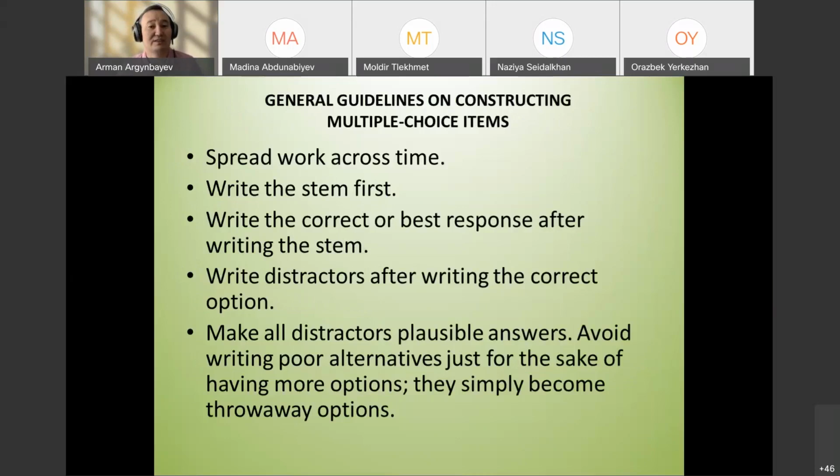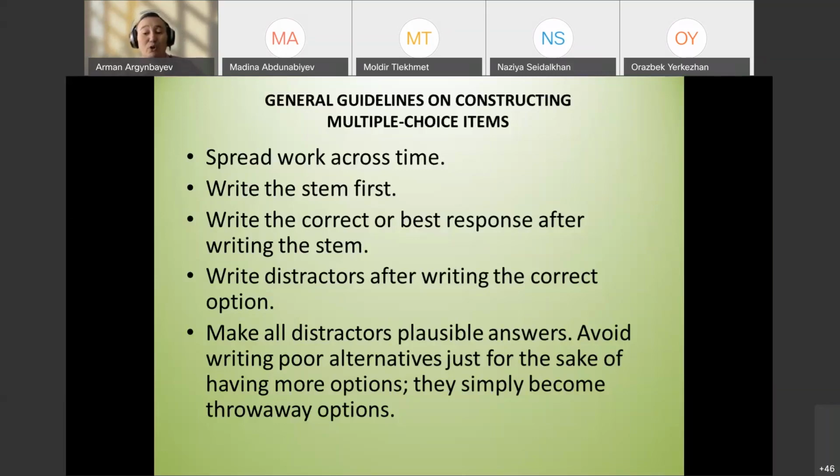And now these are the guidelines for constructing multiple choice tests that we mentioned before. You should design multiple choice tests, or actually whatever technique that you're using. You shouldn't construct a test just one day before a high-stake exam. You should maybe spend a week or several weeks. So first write the stem, write the sentence, write the correct answer, because distractors will depend on that correct answer.